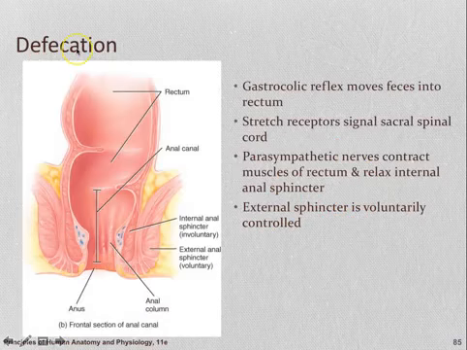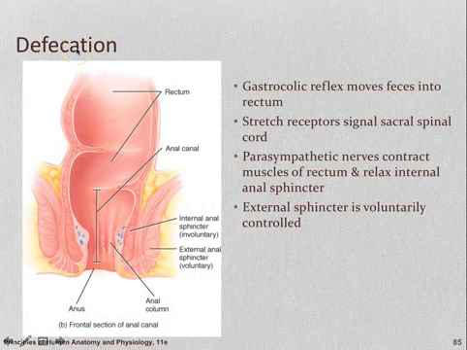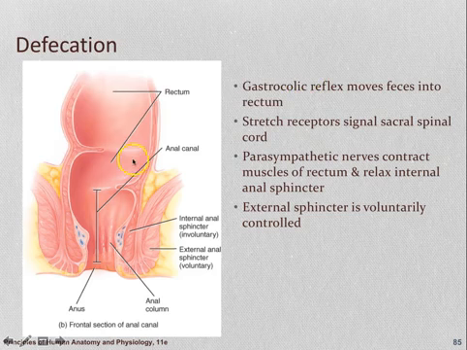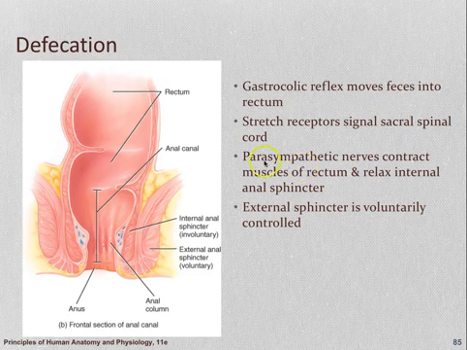Right. So defecation, the actual act of pooping. There is a reflex that will move feces into the rectal area. There are stretch receptors that send information to the brain saying, you've got to go poop. And then it's up to you to hopefully make it to the bathroom on time. You have the parasympathetic nerves, again, the rest and digest system, which is going to contract the muscles of the rectum and relax the internal anal sphincter. And then you have, again, voluntary control of the external sphincter.